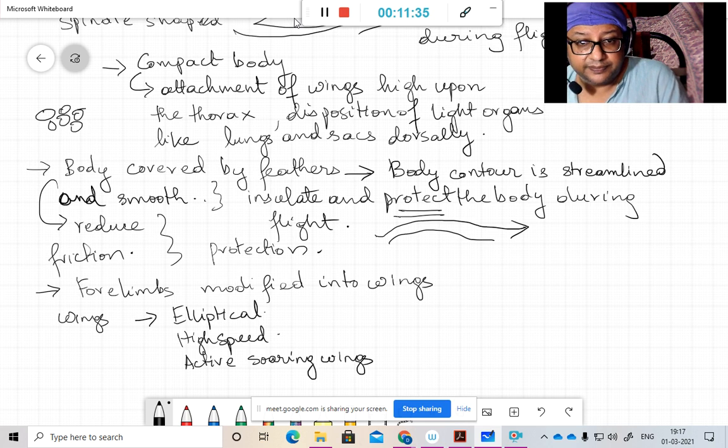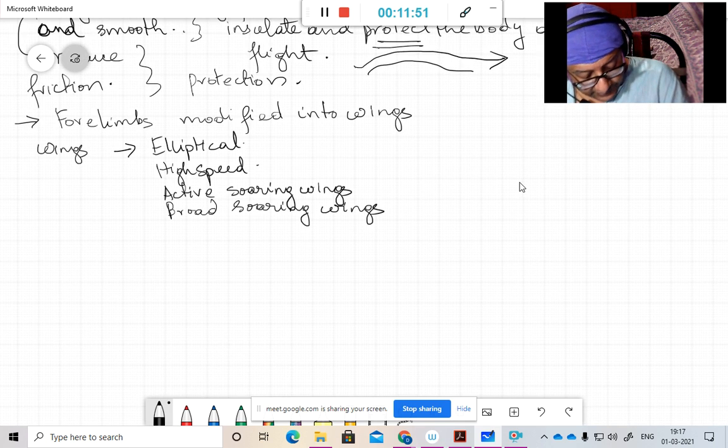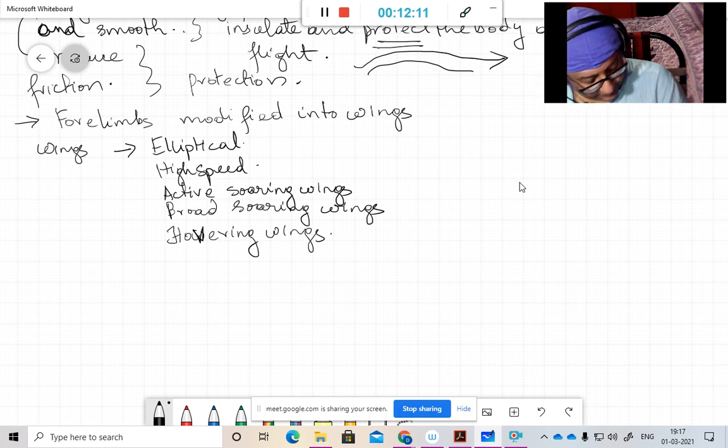broad soaring wings, hovering wings. There are other wings like tail wings and all these things, but these are the main types of wings. You have different wing shapes.